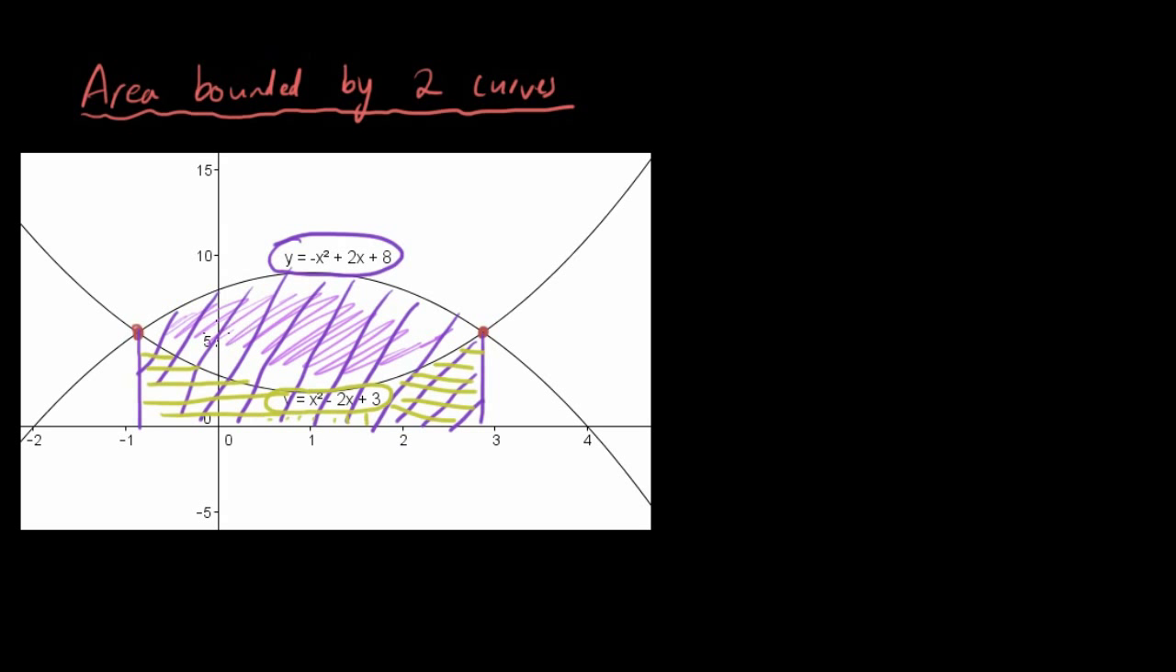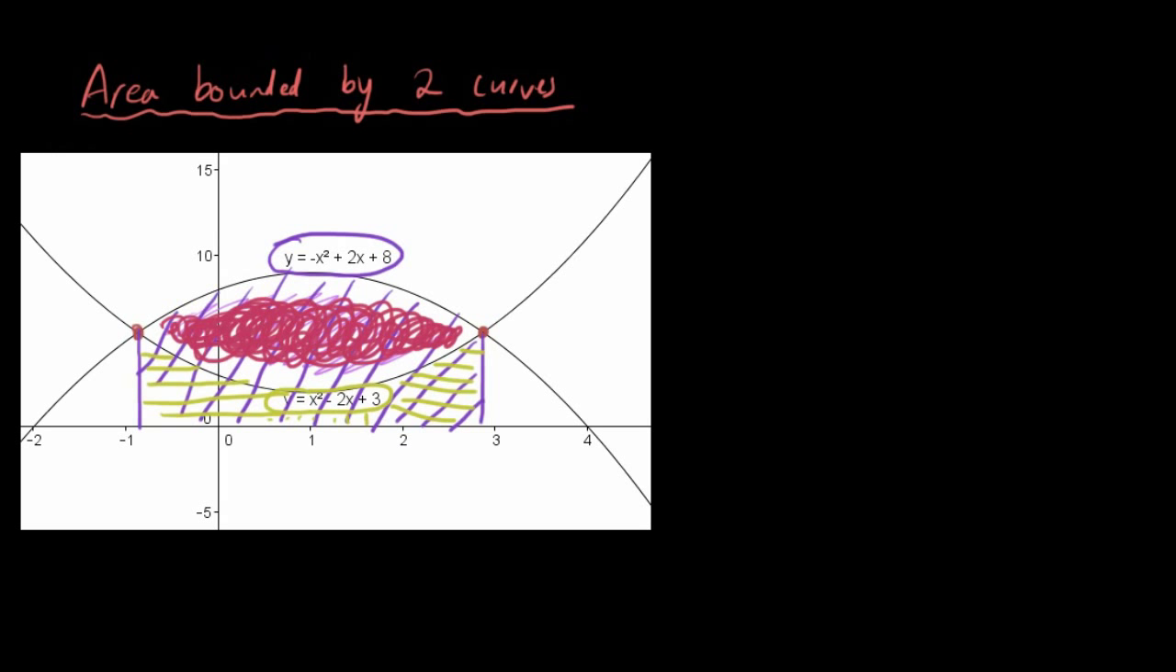Then all you have to do to get the shaded area, which is here, is take the area below the top curve, which is the purple area, minus the area underneath the bottom curve, which is the gold area, and then you get the red area.